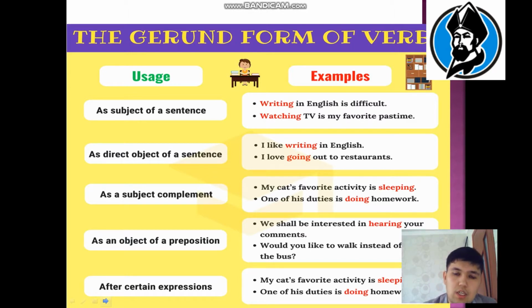Now you can take a look at the examples of the use of the gerund forms of different verbs. Gerund forms of the verbs are the same as the -ing form of the verbs. They are written the same, but gerund is mostly used as a noun. Gerund can be used as a subject of a sentence. For example, writing English is difficult. Watching TV is my favorite pastime.